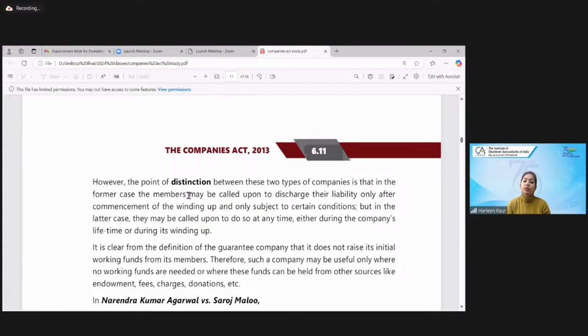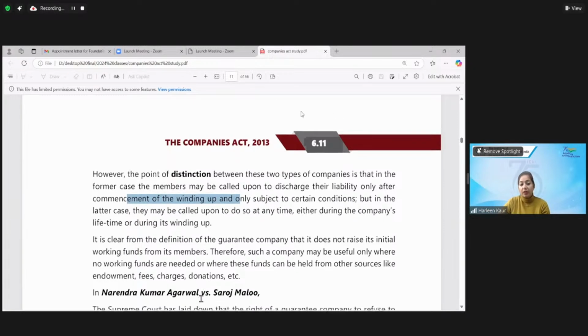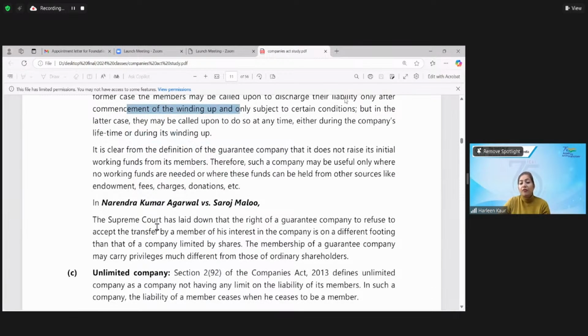So when can I call upon the company limited by guarantee? Can I call them to pay the liability during the lifetime of the company? The answer is no. They can only be invited to pay off the liability at the time of winding up. It says only at the time of commencement of winding up, meaning when the company starts being closed down, then only they can be asked to pay. Good, Mr. Vedant Gupta. Now we are going to do a very interesting case, Narendra Kumar Agarwal versus Saroj Mand. Although it is not a very important case, since it is given in the study material, it helps you to differentiate between the company limited by shares and company limited by guarantee.